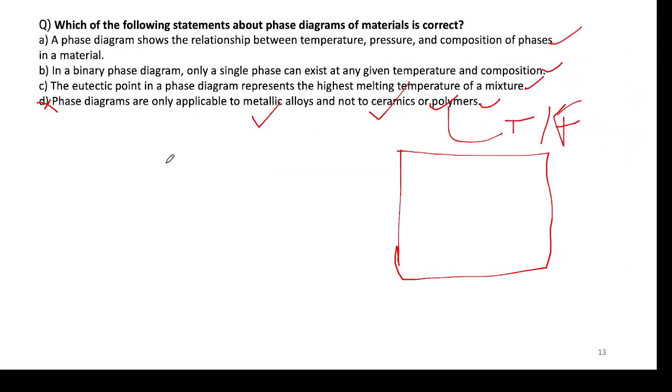Okay, let's see the answer and then we will discuss one by one. So answer A is correct. Yes, the phase diagram shows the relationship between temperature, pressure, and composition of phases in the material. Right. In a binary phase diagram, only a single phase can exist at any given temperature and composition? No, in a binary phase diagram, two phases can also be present. That's why it is called a binary phase diagram, right? And the eutectic point in the phase diagram represents the highest melting point? Not true. It's the lowest melting point. Okay.